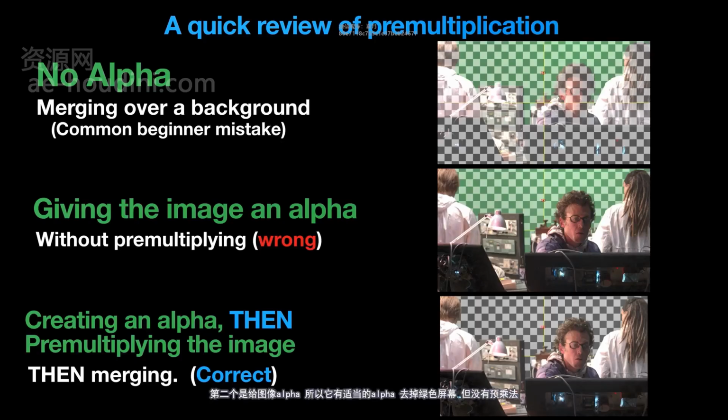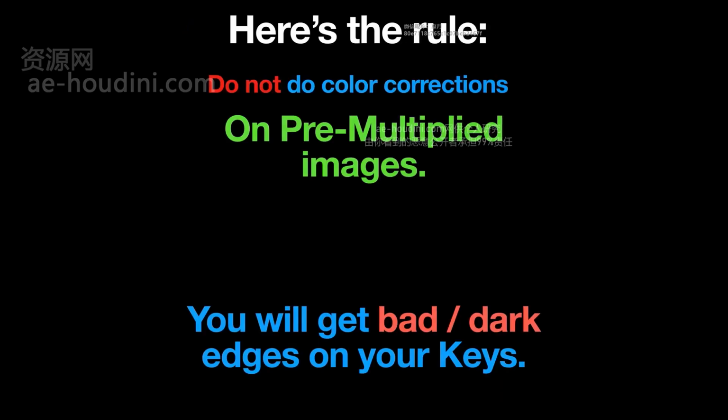The second one is giving the image an alpha. So it has the proper alpha with the green screen removed, but there's no premultiplication. So you see there's still a green haze around the guy, in the second picture on the right there. That's because there's an alpha, but it's not cutting away the parts that need to go away. And finally, we have an alpha that's been created, then we premultiply the image and then merge it. So the last one is the correct result.